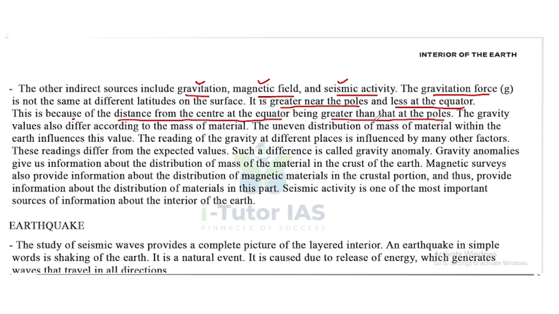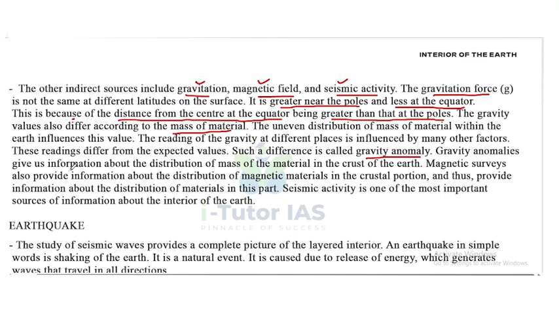Gravity values also differ according to the mass of material. The uneven distribution of mass of material within the earth influences this value. The reading of gravity at different places is influenced by many other factors. These readings differ from expected values. Such a difference is called gravity anomaly.